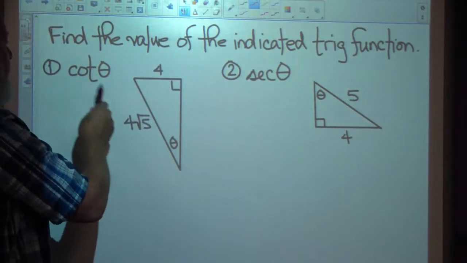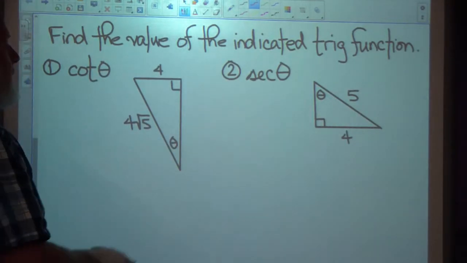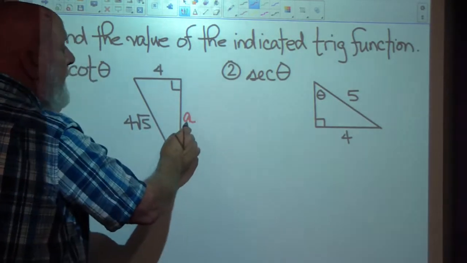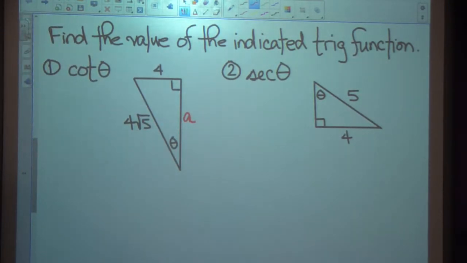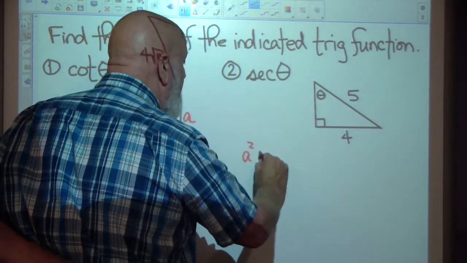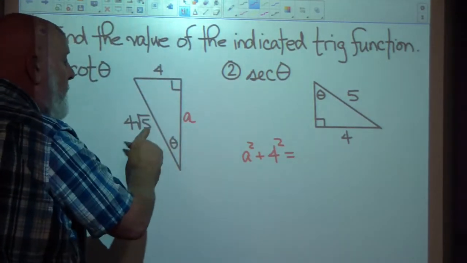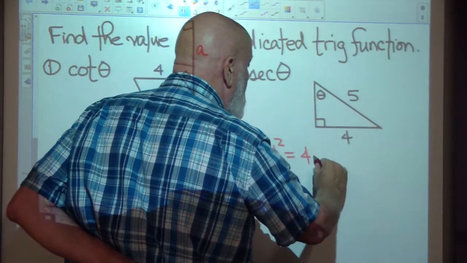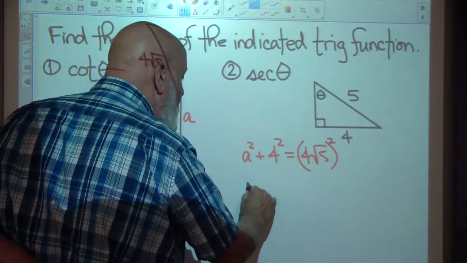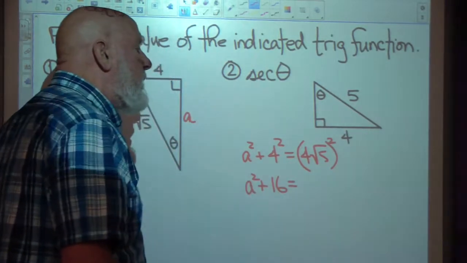Find the value of the indicated trig function. I'm looking for the cotangent of theta. Here's theta. Cotangent is defined as adjacent over opposite, so I do need to find the length of that side. Here we go. I'm going to say, using the Pythagorean theorem, a squared plus 4 squared is equal to 4 radical 5 squared. This will give me a squared plus 16 is equal to 80.